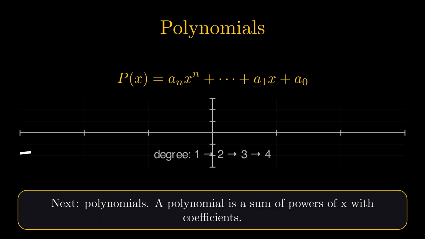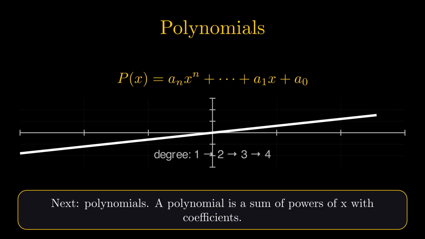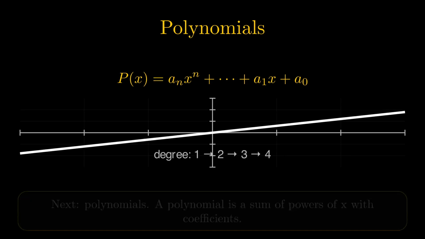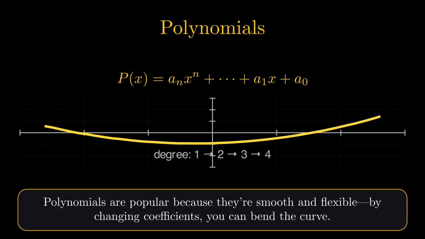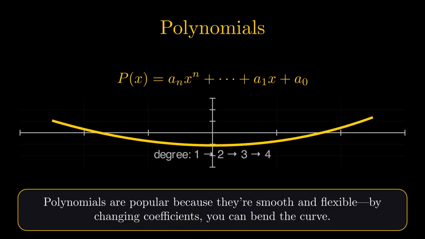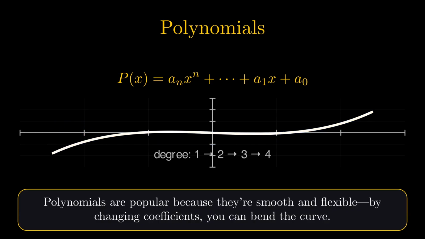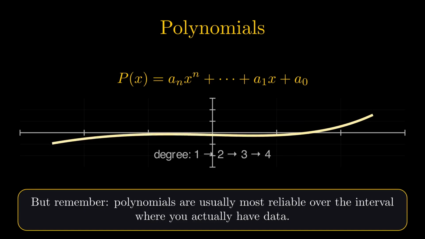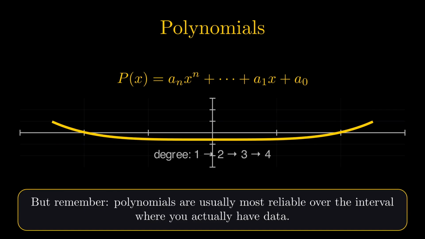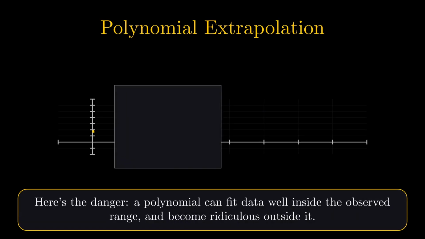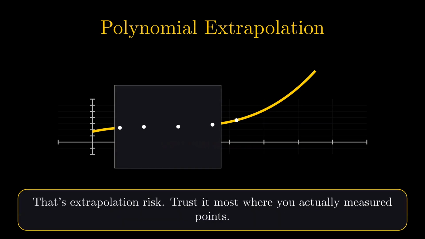Next, polynomials. A polynomial is a sum of powers of x with coefficients. Polynomials are popular because they're smooth and flexible. By changing coefficients, you can bend the curve. But remember, polynomials are usually most reliable over the interval where you actually have data. Here's the danger: a polynomial can fit data well inside the observed range, and become ridiculous outside it. That's extrapolation risk. Trust it most where you actually measured points.